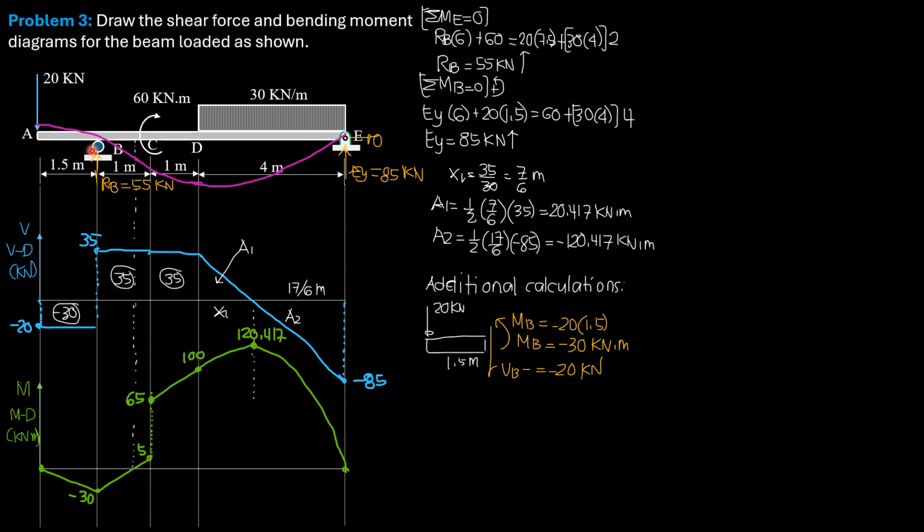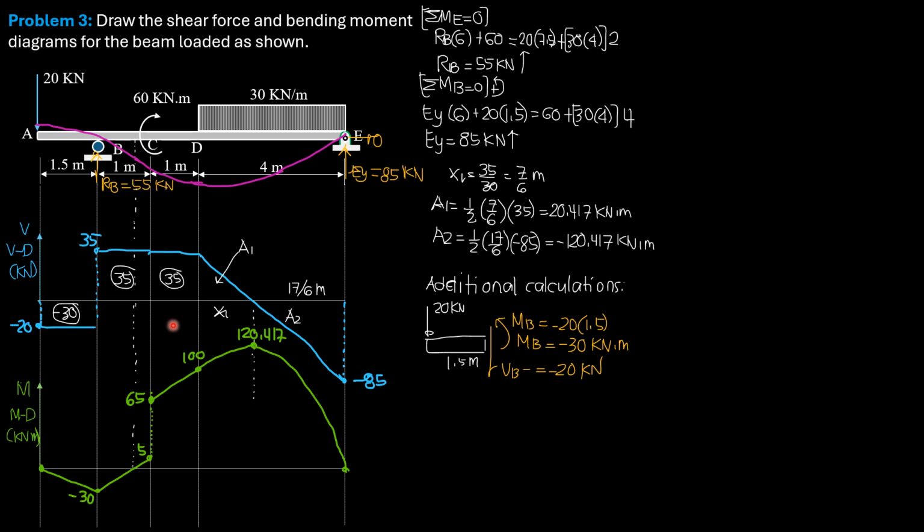Likewise, summation of moments about B equals 0. E sub Y times 6 plus 20 times 1.5 equals 60 plus 30 times 4 times 2 plus 2, which is 4. So our EY is 85. So if you check, summation of forces in Y is 0.